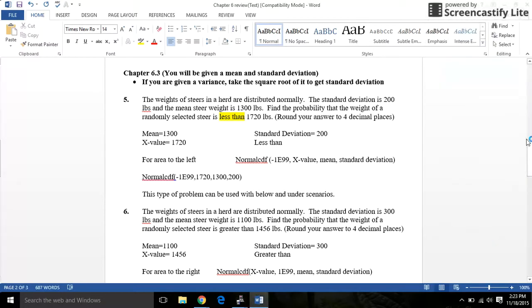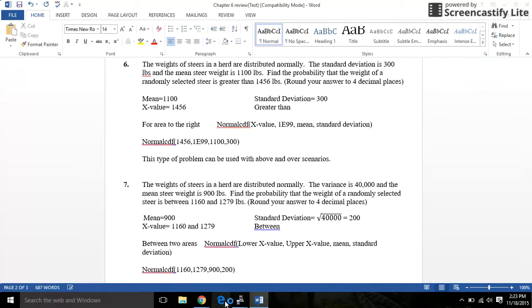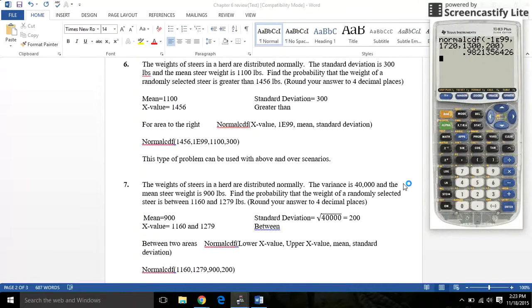Let's do number 6. Again, the weight of the steers are normally distributed. The standard deviation for this group is 300 pounds, and the mean steer weight is 1,100 pounds. Find the probability that the weight of a randomly selected steer is greater than 1,456 pounds. The mean is 1,100 pounds, the standard deviation is 300, the x value is 1,456, and it's a greater than scenario, so find the area to the right. Normalcdf, then I put my x value, then infinity, and then my mean and my standard deviation.